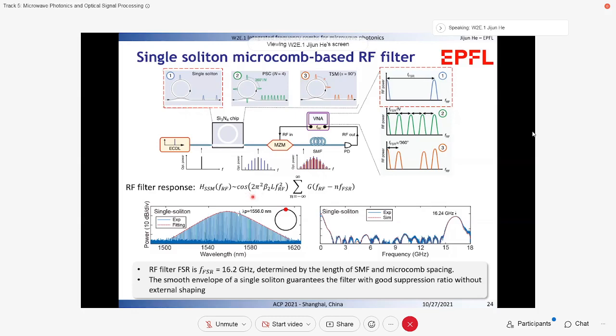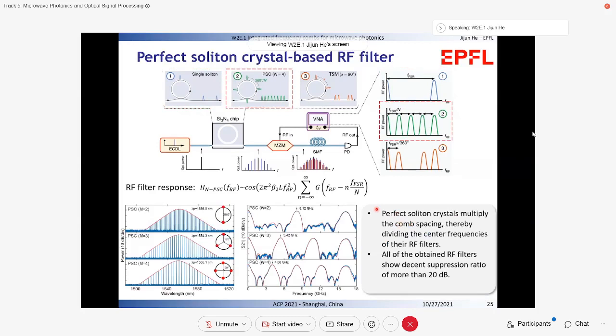So this is the experimental single soliton spectrum, and this is the corresponding IF filter response. The filter passband is centered at around 60.2 GHz, which is determined by the length of single mode fiber and the microcomb spacing. The smooth sech-squared envelope of the single soliton guarantees the filter has a good side mode separation ratio without the need for external shaping.